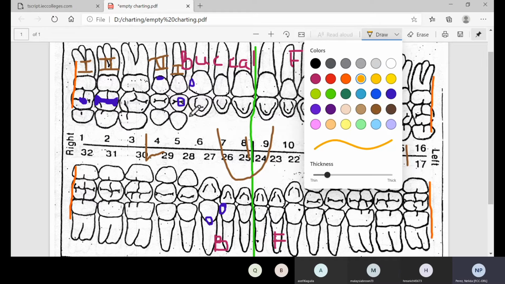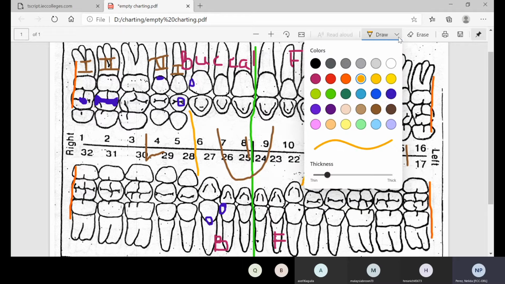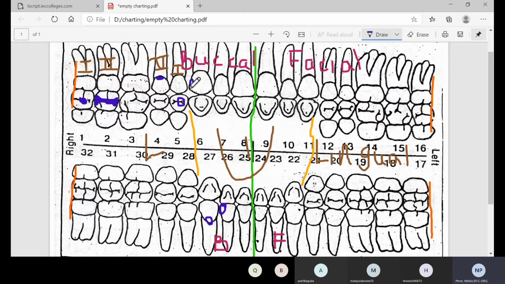Anterior. Yes. So from here, this group right here from 6 through 11 and 22 to 27 are considered anterior teeth. Now, there's a reason why I did that, because this tooth has a composite filling on the distal. This tooth also has an amalgam filling on the distal.